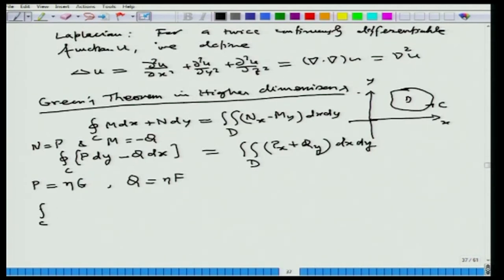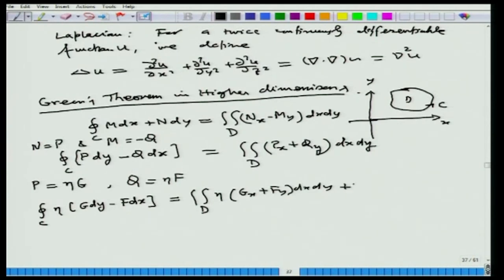On this side we put P equal to η g, so we get the line integral of η g dy minus f dx equal to the following. We will have two terms in the double integral, because there are two functions here. The x derivative will give you η g_x plus η_x g. Collecting these things, we get the double integral of η (g_x plus f_y) dx dy. Here, subscripts mean partial derivatives. Plus the double integral over D of η.